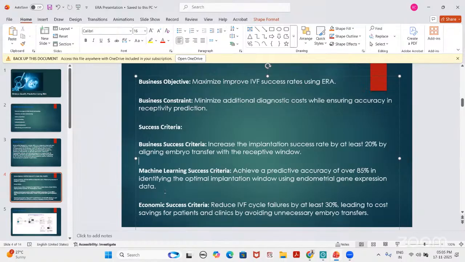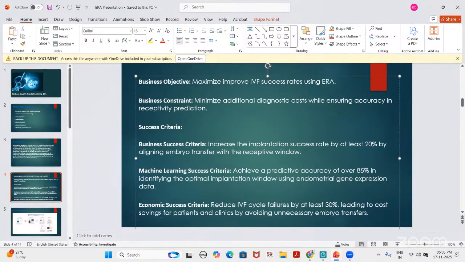Along with that, we have a machine learning success criteria, which is to achieve a predictive accuracy of over 85% in identifying the optimal implantation window using endometrial gene expression data. This is the machine learning criteria. We are trying to achieve an accuracy of more than 85% while working on this project.